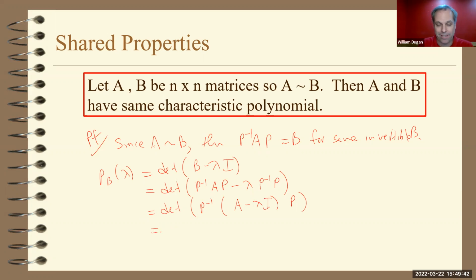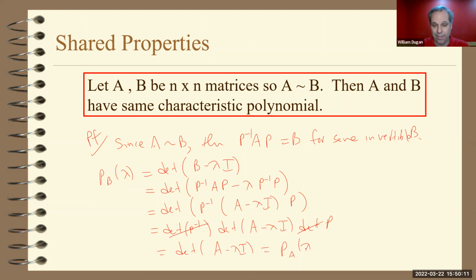But then that's the same as the determinant of P inverse times the determinant of A minus lambda I times the determinant of P. And as I argued before, since P is invertible, the determinant of P is not 0, and these are inverses. So they cancel, giving you the determinant of A minus lambda I, and that is the characteristic polynomial for the matrix A. So yeah, if two matrices are similar to each other, they have the same characteristic polynomial. So if they're equal in one way, they're equal in this other way also.